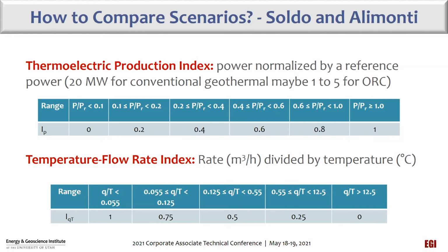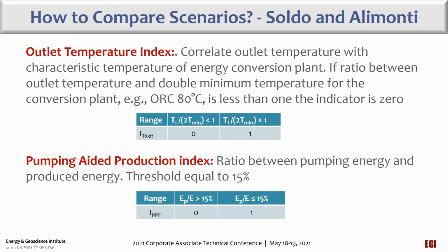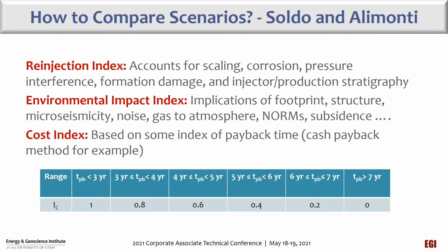There are also some nice publications in the literature that look at a structured way of comparing these projects. I'll just run through these very briefly, but Soldo and Elamati had about 6 or 7 methods for comparing these, looking at the overall power produced, and comparing the temperature and the flow rate, coming up with indices where not only do you look at the temperature of the reservoir and the produced fluid, but you can look at the engineering considerations, including the outlet temperature and the pumping that's going to be required, parasitic losses, as well as considerations associated with scaling, corrosion, interference, environmental impact, and ultimately, of course, we may have to look at the cost.